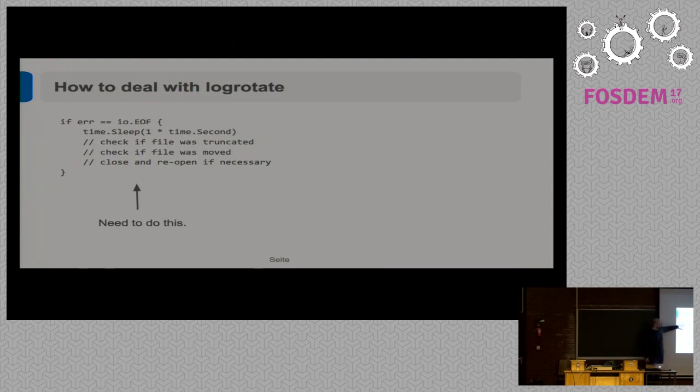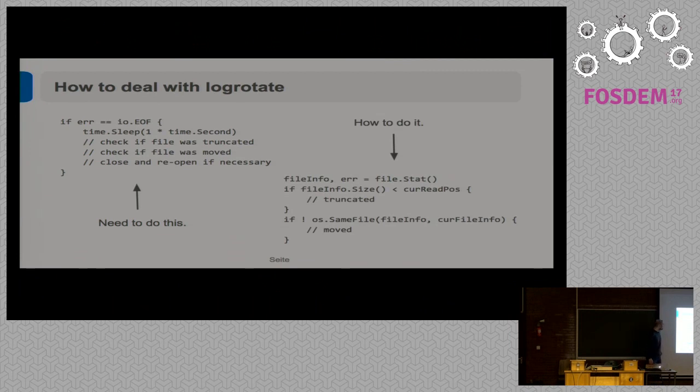We need to check if it was moved. And if it was moved, we close it and open it again so that we make sure that our tool points to the correct file that we actually want to monitor. How do you do these things? It's actually quite simple. There is this stat system call that gives you the size of the file.